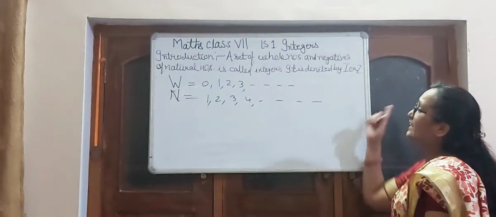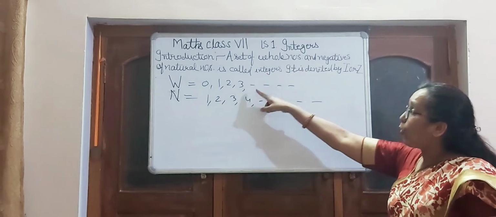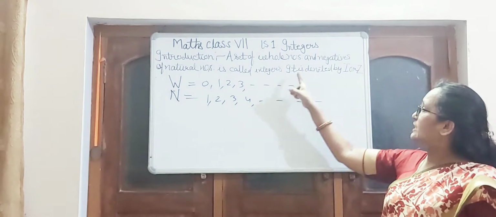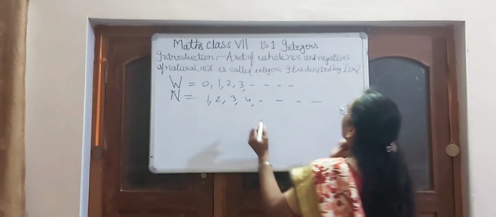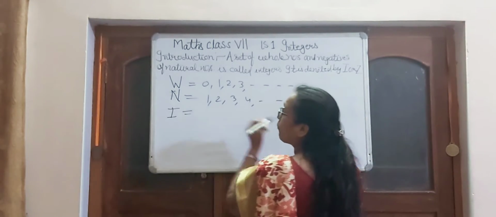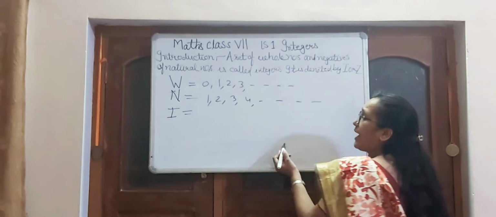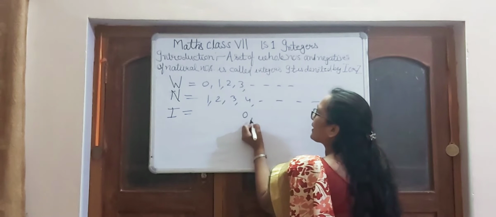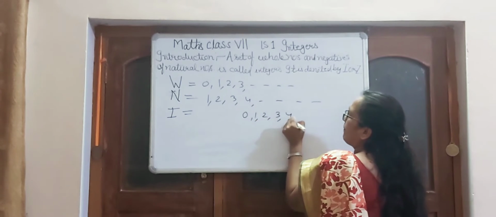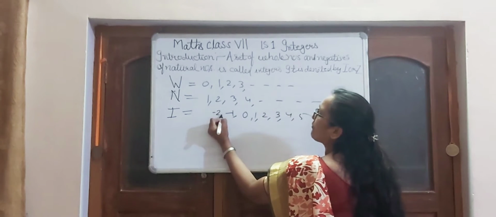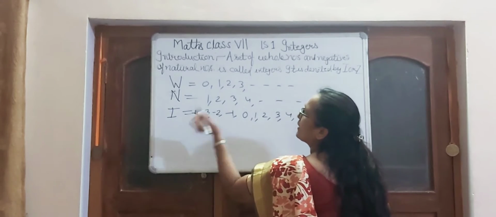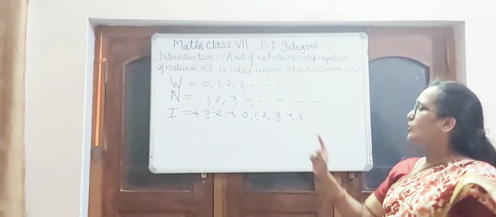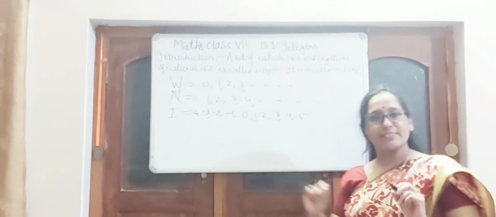Now our chapter is integers. So what is an integer? A set of whole numbers and the negatives of natural numbers is called integers. It is denoted by I or Z. Understand, students? Integers are the set of whole numbers and the negatives of natural numbers.